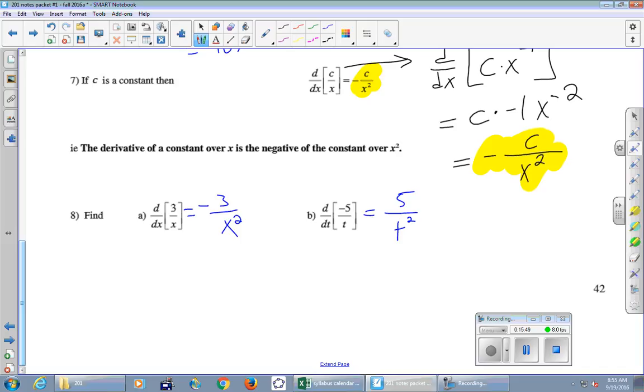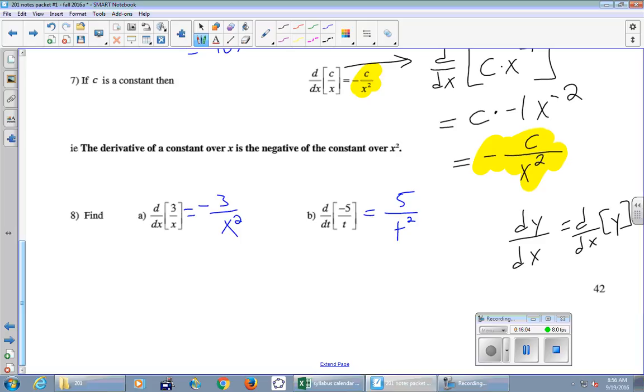The thing that we're putting in the brackets is the y. Yeah. And we'll talk about that notation in another class soon. Okay, next page.